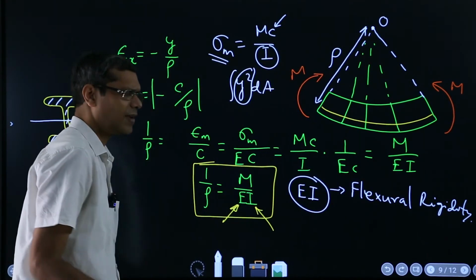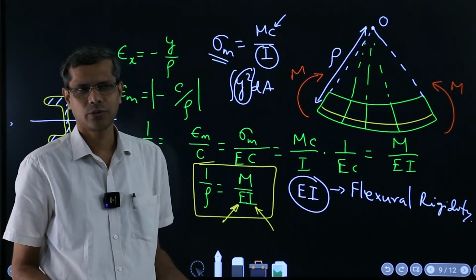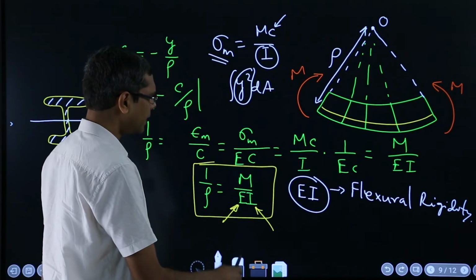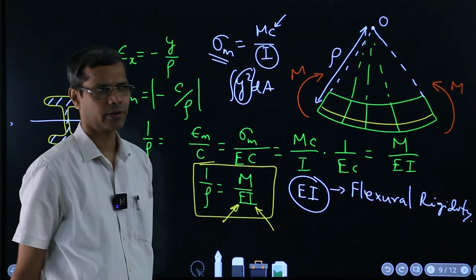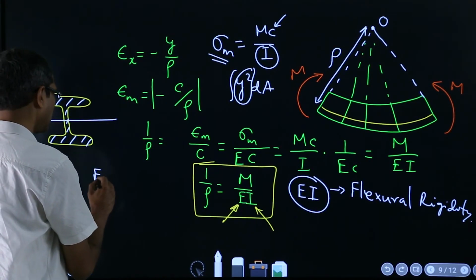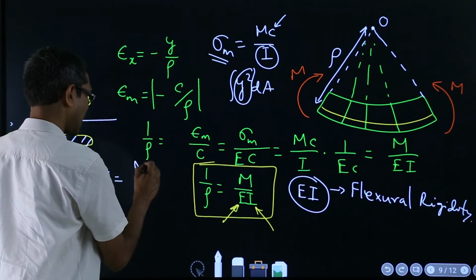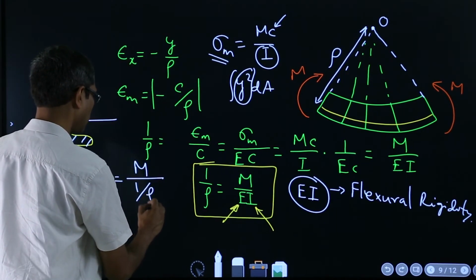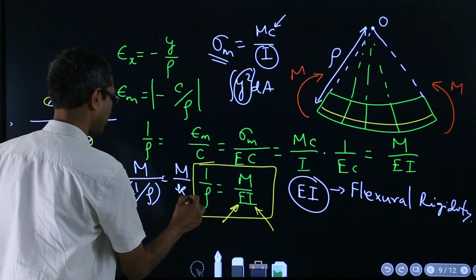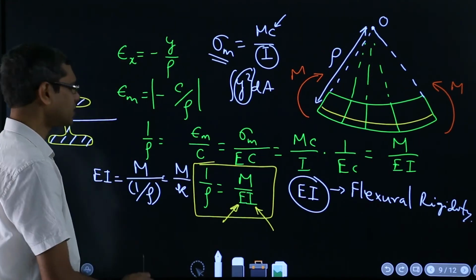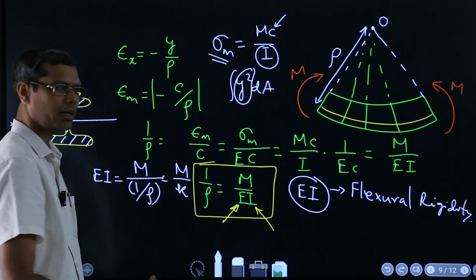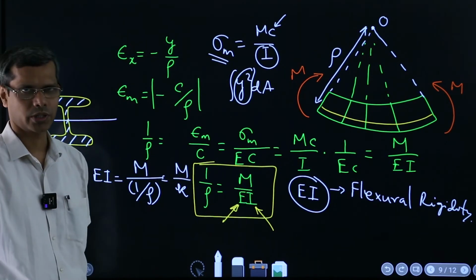Okay. Now, flex means you bend like that, you flex your muscles, so you bend your muscles. From there the word flexural has come, and rigidity again is like a modulus kind of term. So this tells you that I can write EI is equal to m over 1 over rho, okay, or you can write m over kappa. This is the curvature. So that means the flexural rigidity can be defined like again a modulus, like the moment required for unit curvature production.